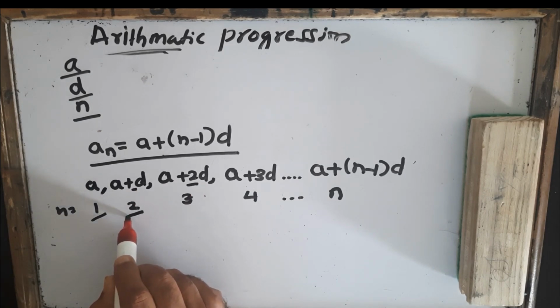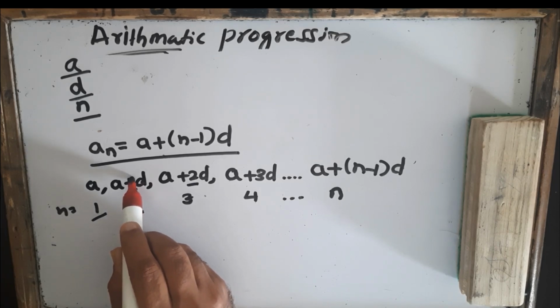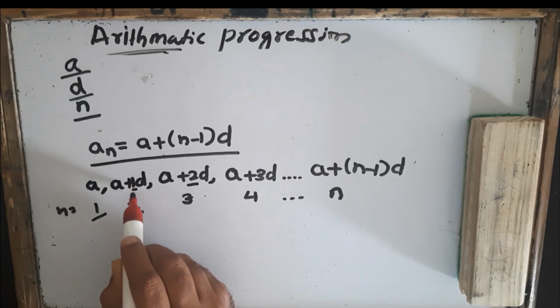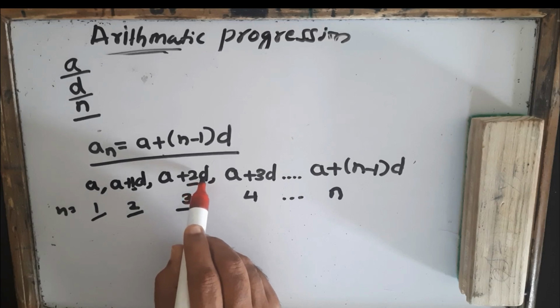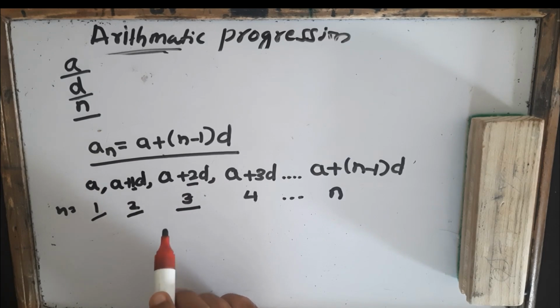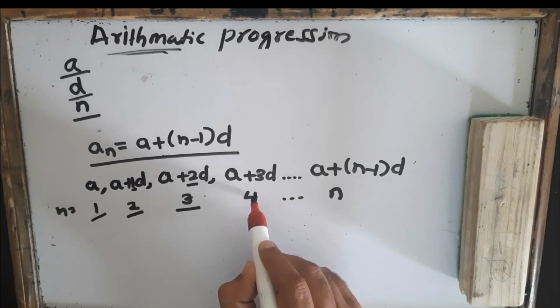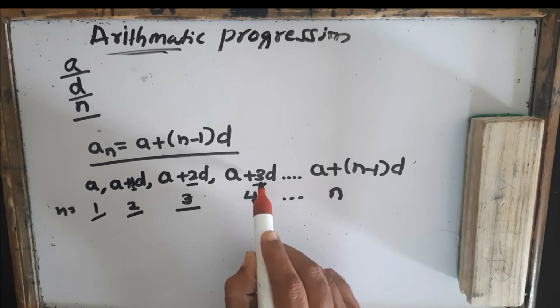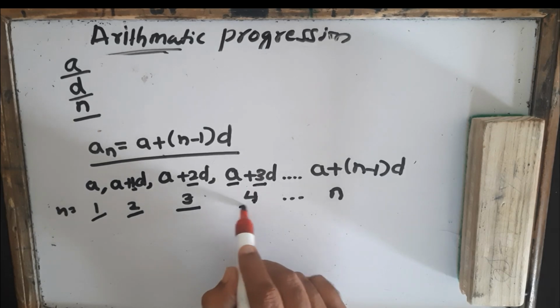So when n is equal to 2, to find the second element, we take it as 2 minus 1, which is equal to 1. To find the third element, we find 3 minus 1, which is equal to 2. Then we multiply this 2 by the difference and add a to find the third element. To find the fourth element, we deduct 1 from 4, that is 3, and multiply this 3 with the difference, then add the first element to find the fourth element.